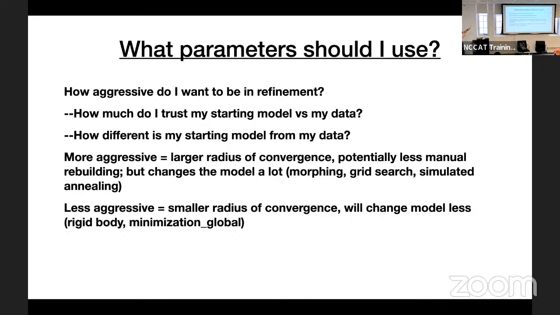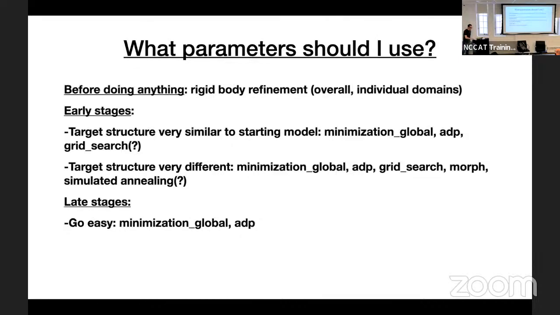So the parameters you use in refinement depend on some balance of the quality of your starting model versus your data, and also whether you're early on in the refinement process or in the finishing and polishing stages, okay? And so again, gradient minimization, you're always safe with that, as well as ADP refinement and occupancy refinement, and in the early stages, you can consider some of these more aggressive protocols.